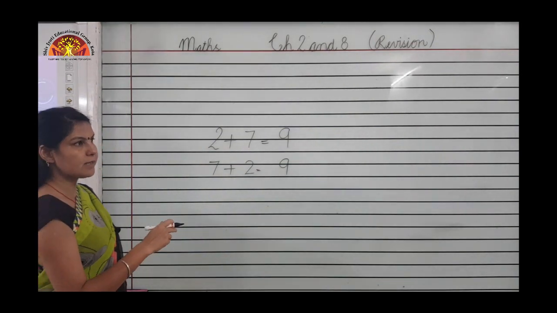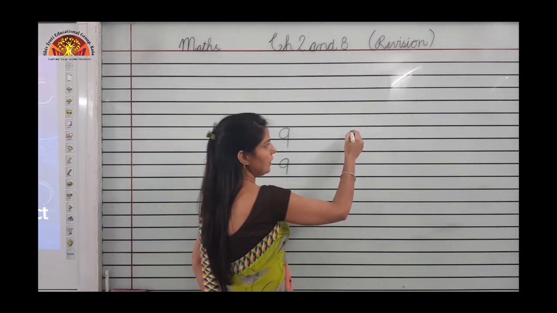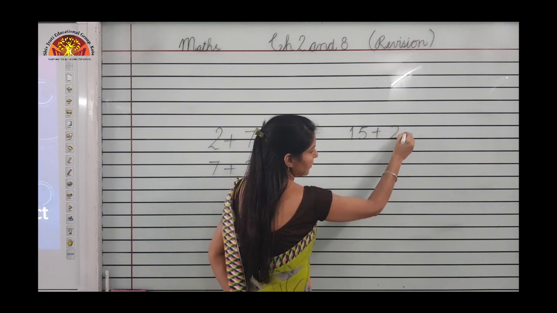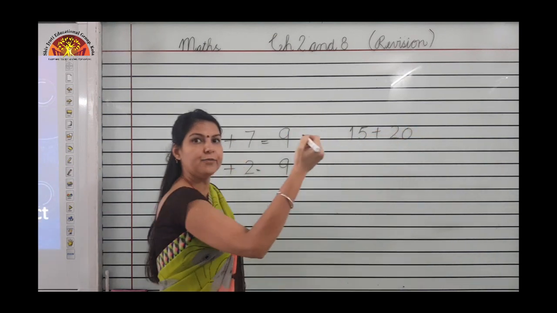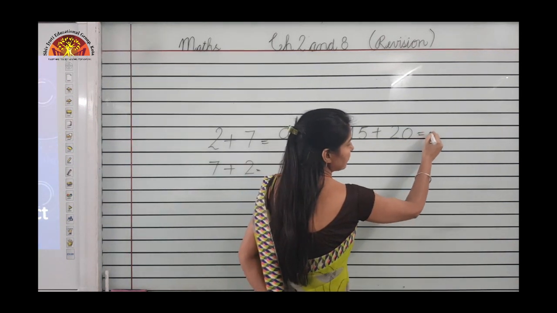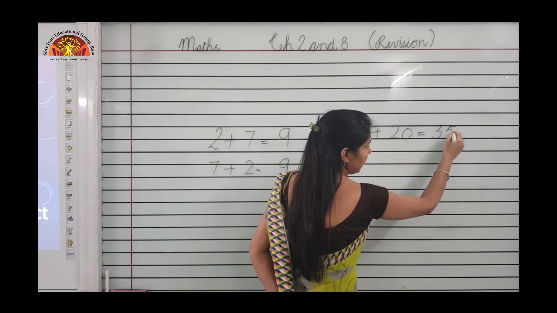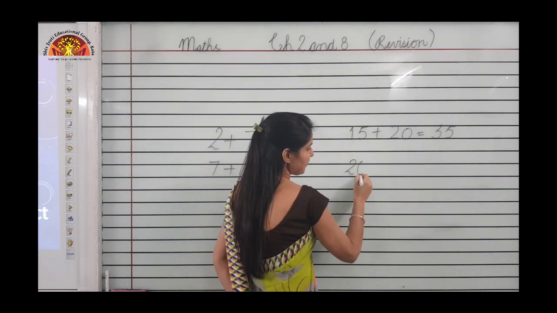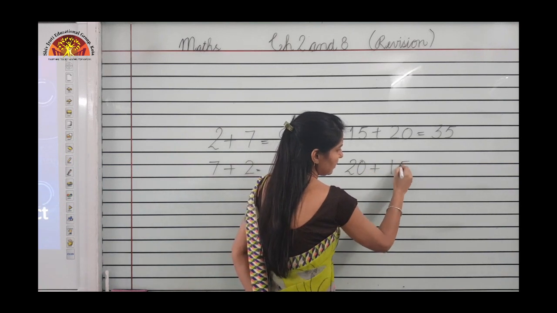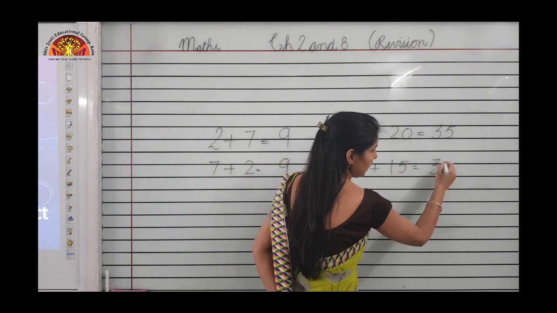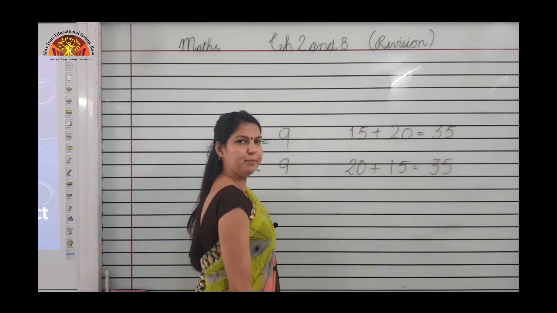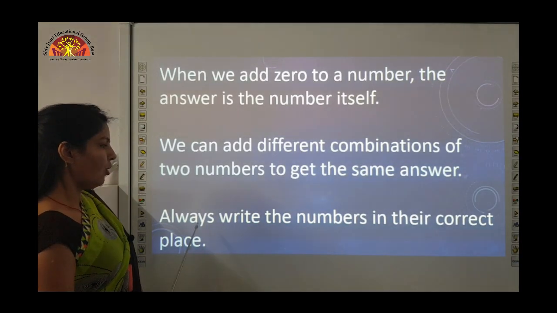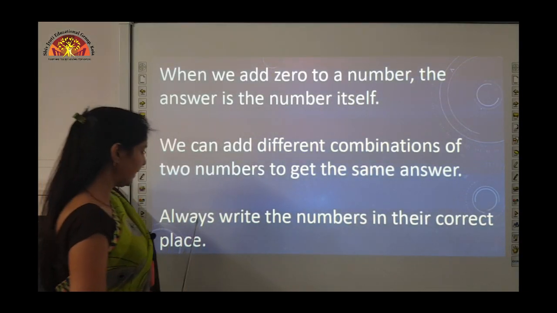Now let's see one more example of two digits. Suppose we are going to add 15 and 20. Then what will we get? We will get 35. And when we change the order of these numbers, like 20 plus 15, it will also be 35. So I hope you have understood. This is the addition fact.